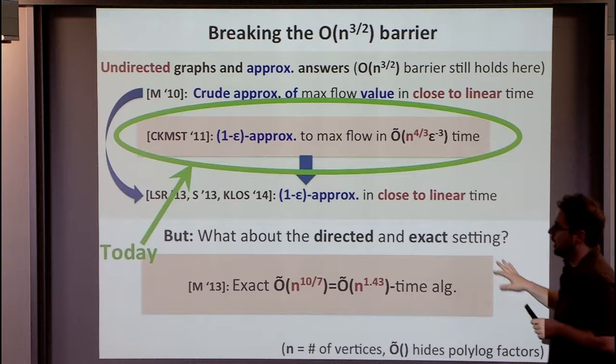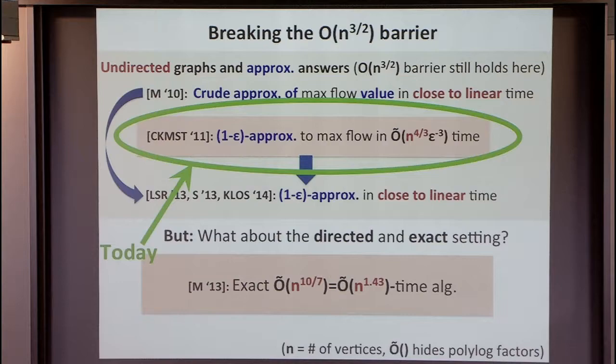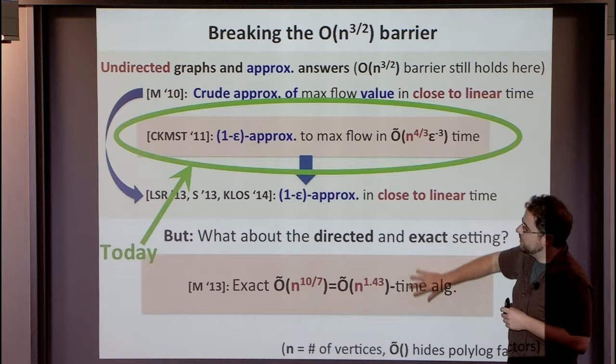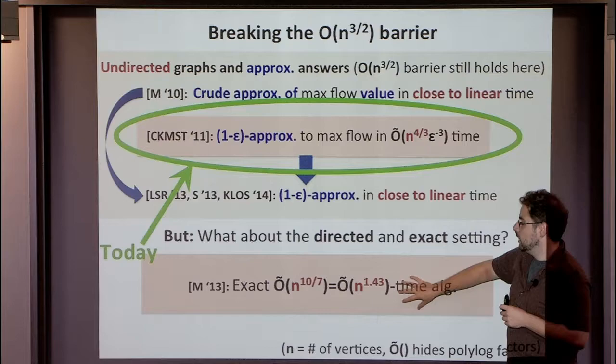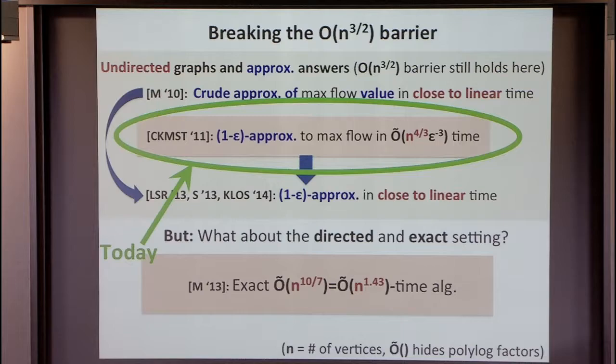Some of the concepts and ideas that will show up here will then be refined and combined with some bigger hammers to get the exact max flow result for directed graphs. The interesting thing is that once I talk about this in the third lecture, you will realize that some of the philosophy that came up for this problem is implemented again in this exact and directed setting. So that's why we are talking about this problem here. Okay, so this is the plan.